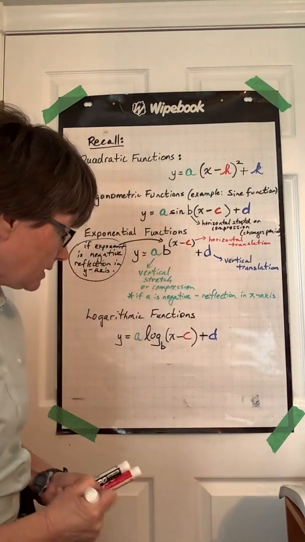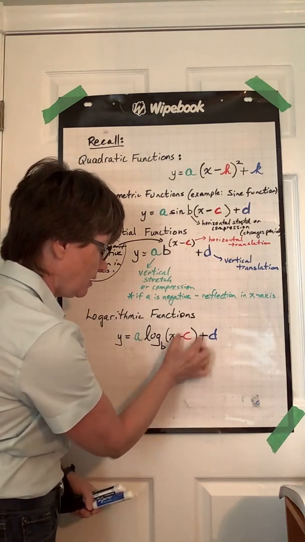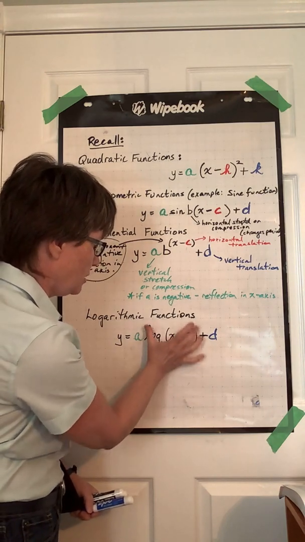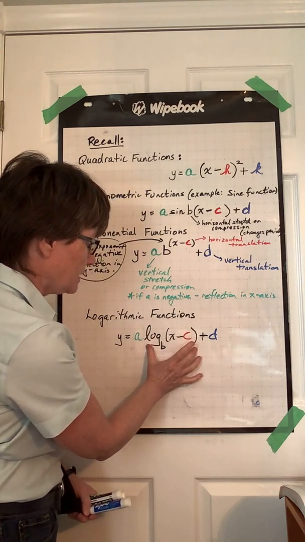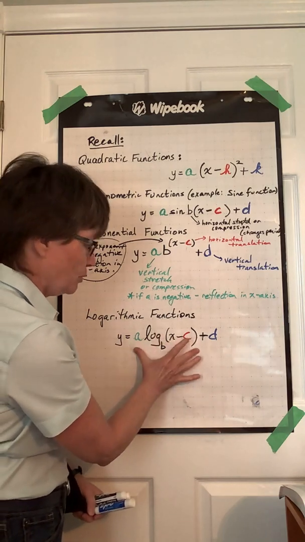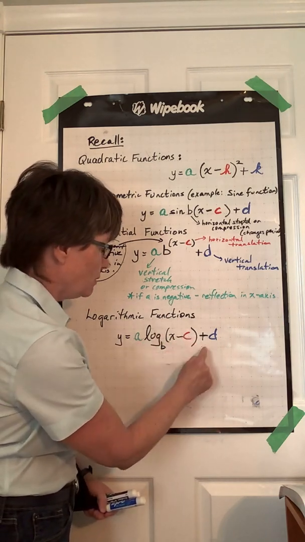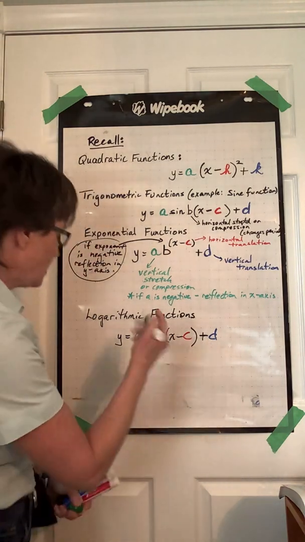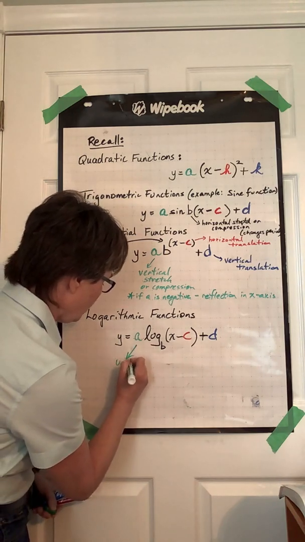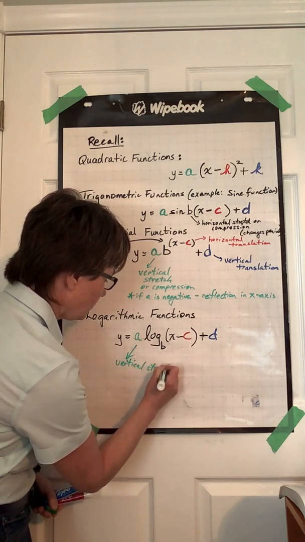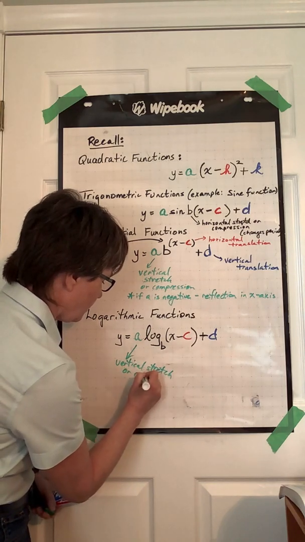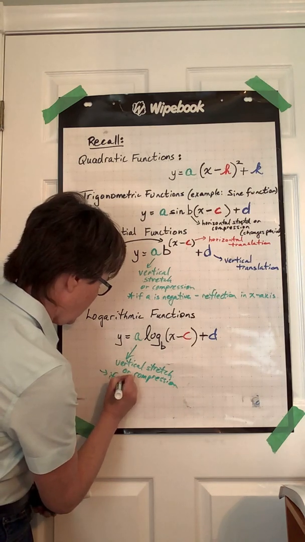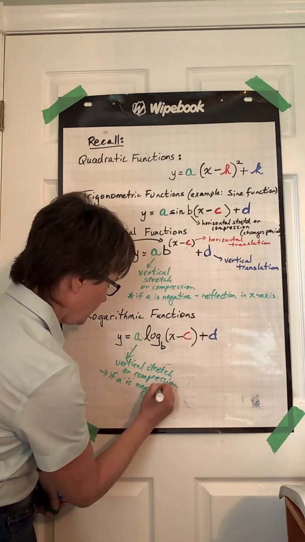Notice this plus D is not part of the number that comes after the log. This is basically all one number, log base B of x minus C. And in fact, when you put an A in front of it, that also becomes one number, but then we're adding D to that number. So these transformations mean the same thing. Vertical stretch or compression. If A is negative, reflection in the x-axis.